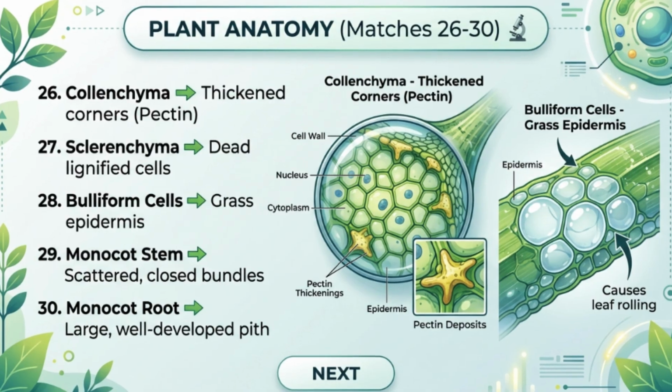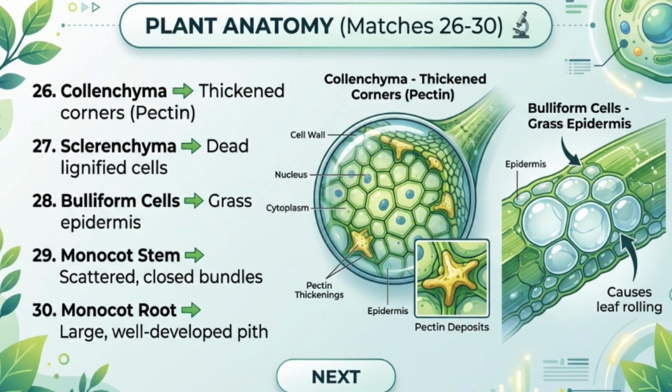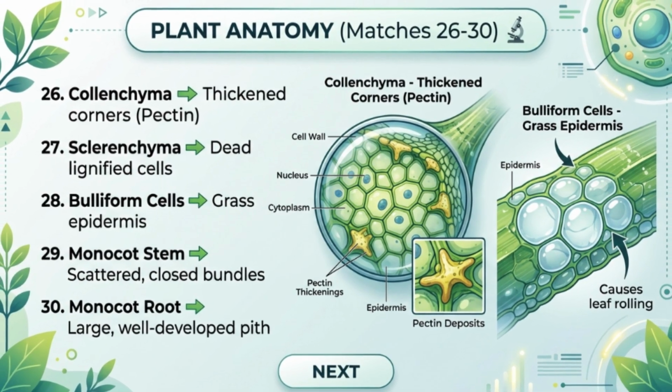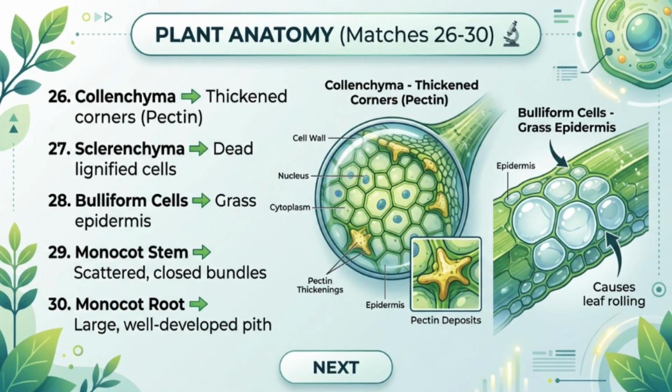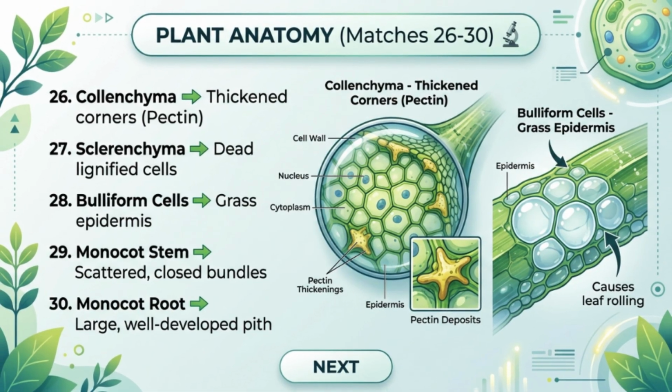Next, plant anatomy. Collenchyma has thickened corners due to pectin. Sclerenchyma is composed of dead, lignified cells. Bulliform cells are the large, colorless cells in grass leaves. Monocot stems feature scattered, closed vascular bundles, and monocot roots feature a large, well-developed pith.